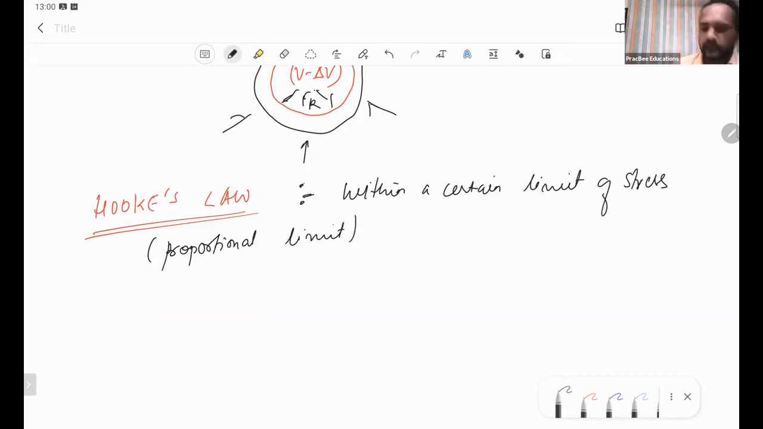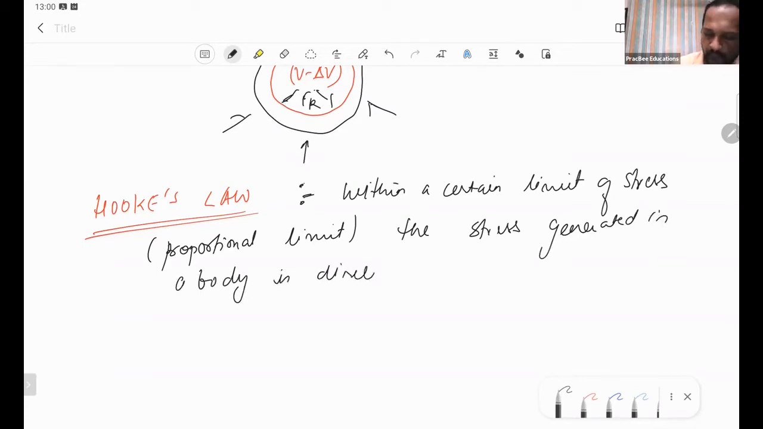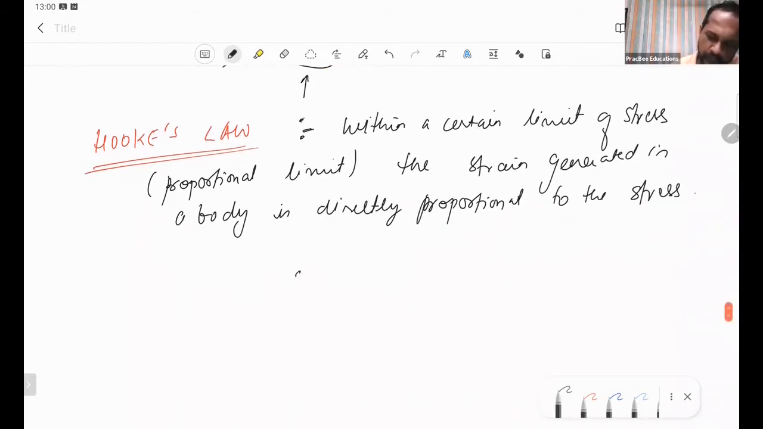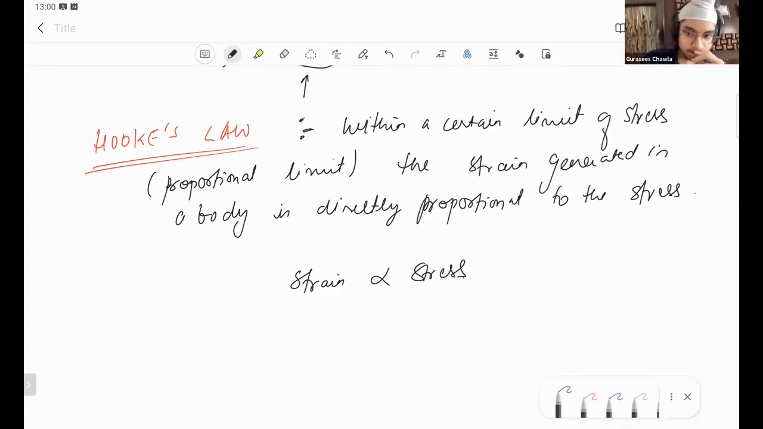Within a certain limit of stress, the strain generated in a body is directly proportional to the stress. This is Hooke's law. It says that strain is directly proportional to stress within a certain limit called the proportional limit. Yes, sir. ठीक है, एकदम directly proportional है.